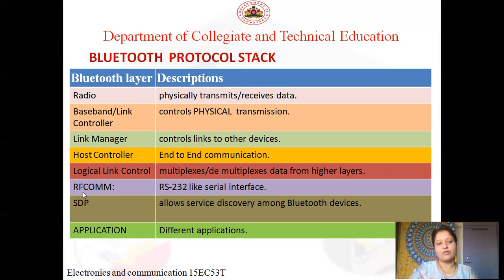Next is the RFCOMM, which is like a serial interface, an RS-232 type of serial interface. It is giving the service here. Next is the SDP. It allows service discovery among the Bluetooth devices. That is identifying the Bluetooth devices and giving the different services. That is the main job of the SDP layer. And the application layer is where all the different applications are running. Therefore, this is the layer diagram for the Bluetooth architecture.